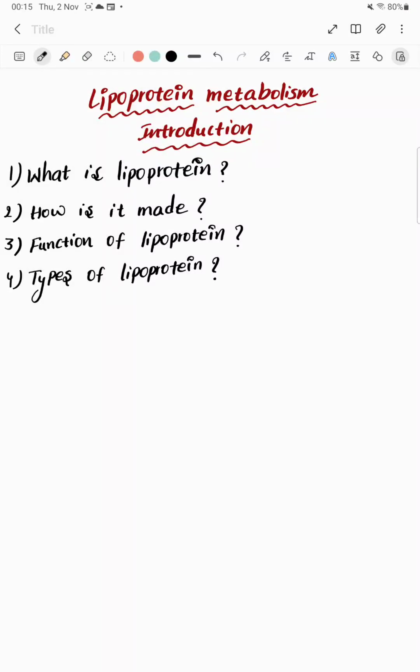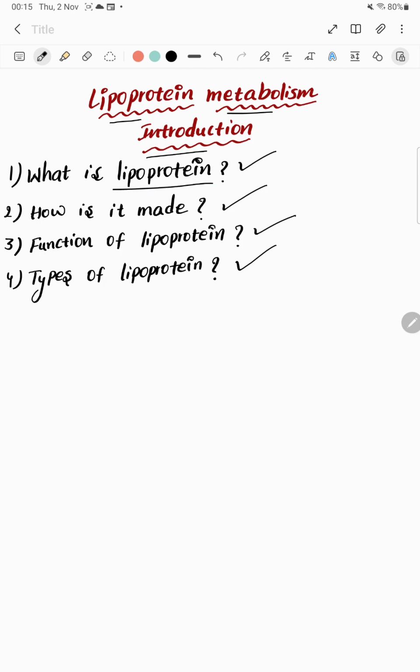Hello students, in this quick video we're going to discuss the introduction to lipoprotein metabolism. In it, we will see four subheadings: what is lipoprotein, followed by how it is made, the function of lipoprotein, and the types of different lipoproteins. First of all, we will see what is lipoprotein.